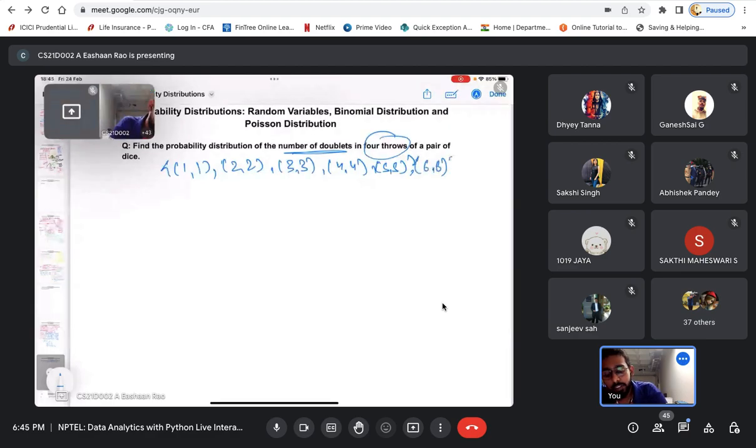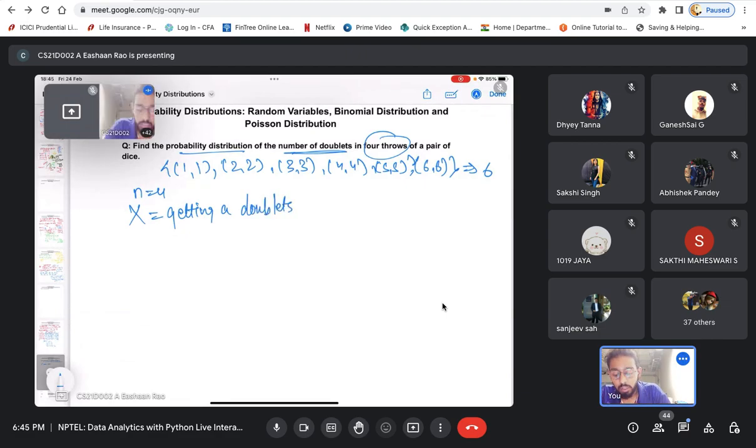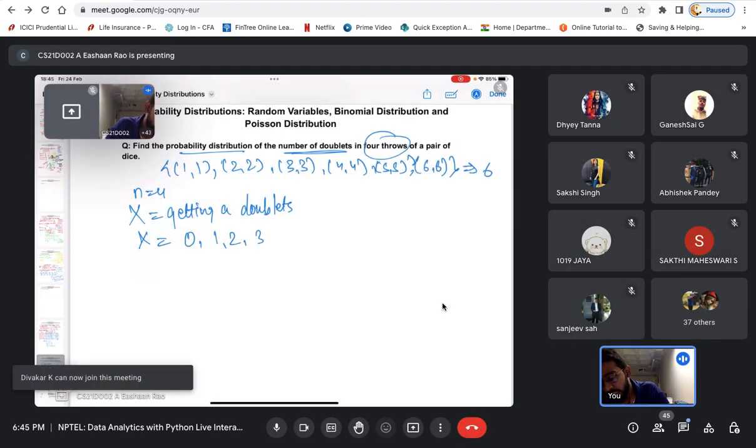So a pair doublet, we have 6 kinds of pair of doublets we can get, and we need to find the probability distribution of the number of doublets in 4 throws. So that means we have n equal to 4, and the random variable is getting a doublet from these 4 throws. So the values of x would be 0, 1, 2, 3, and 4.